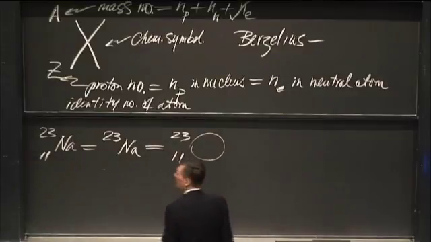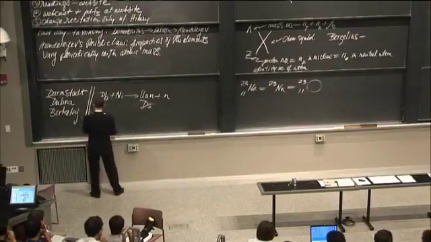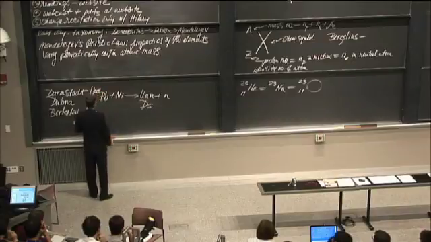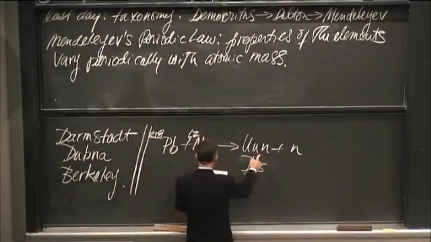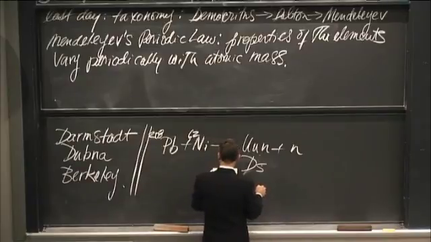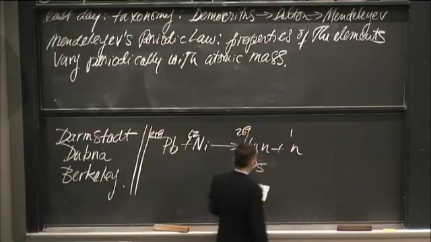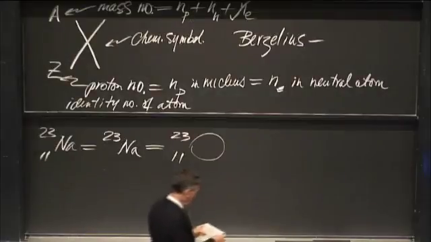So, for example, we could then show this reaction as, this is lead, 208. And nickel, 62, gives us Darmstadtium with a value of 269, and then a neutron is 1. So you can see how these reactions can be made to go.